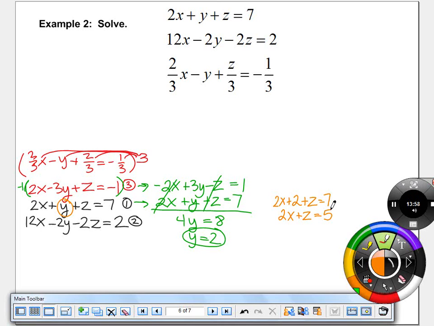Organizationally, it kind of sucks to have all this stuff. Sometimes it's hard to keep track. You might want to cross that off or something like that.